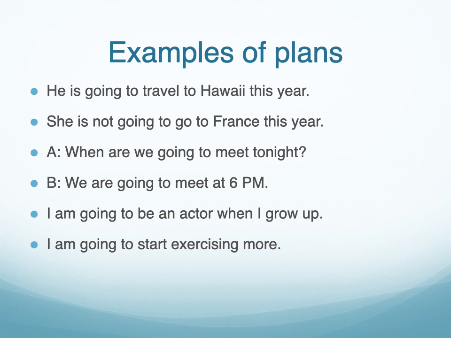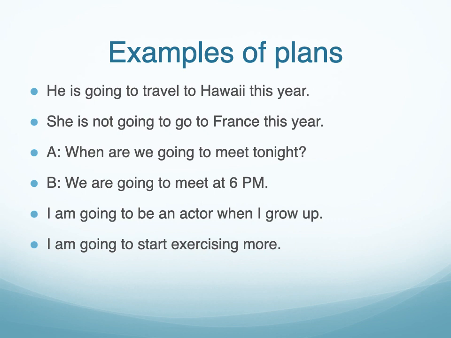In the first example, it says, "He is going to travel to Hawaii this year." So whoever the sentence is talking about, he has a plan to go to Hawaii. He has his airline ticket, he has his hotel reservation, his bags are packed, and he's going to Hawaii. So this is something that's planned, and for those plans, it sounds a lot better to use be going to. So, he is going to travel.